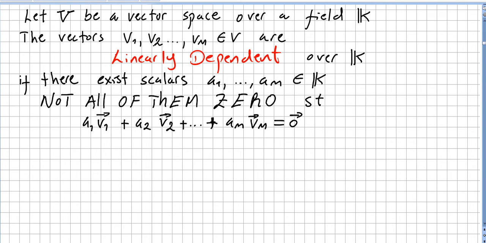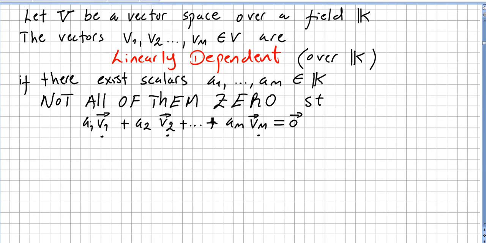The vectors v1, v2, ..., vm in the vector space are said to be linearly dependent, or linearly dependent over the field, or usually we only say linearly dependent, if there exist scalars a1, a2, ..., am, obviously from the field, not all of them 0, such that a1 times v1 plus a2 times v2 plus ... plus am times vm gives you 0. If this happens, these vectors v1, v2, ..., vm are said to be linearly dependent.